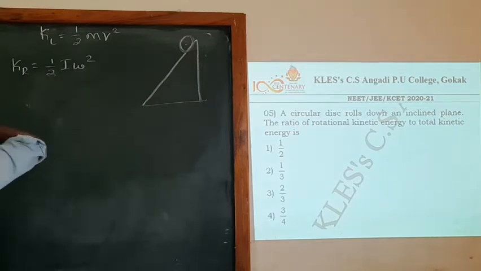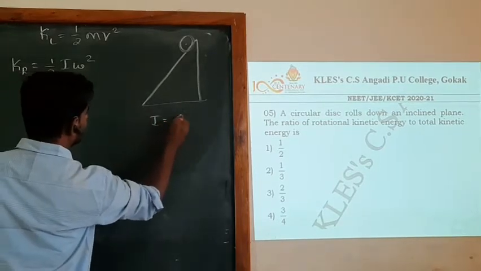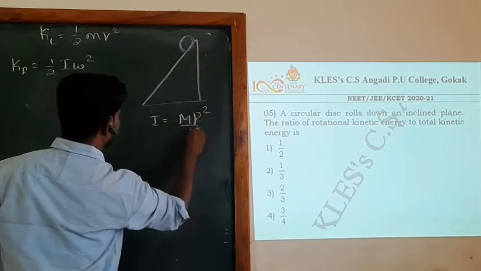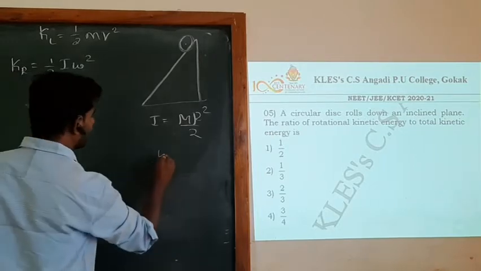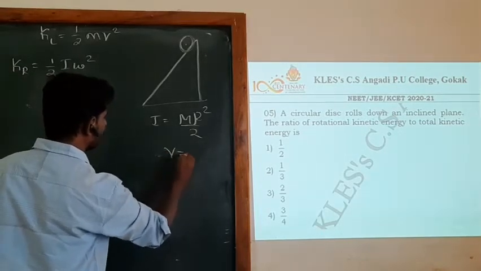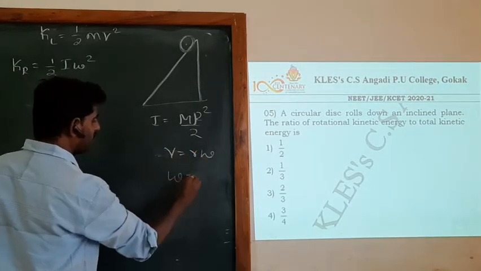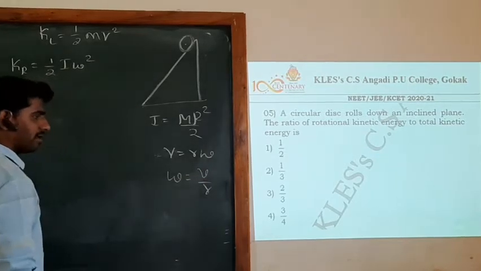Okay. So they are saying it is a circular disc. By this we can get the moment of inertia. And what's the moment of inertia for a circular disc? This is m r square by 2. Okay, and for omega, we know the relation v is equal to r into omega. I want the value of omega. This will be v by r.